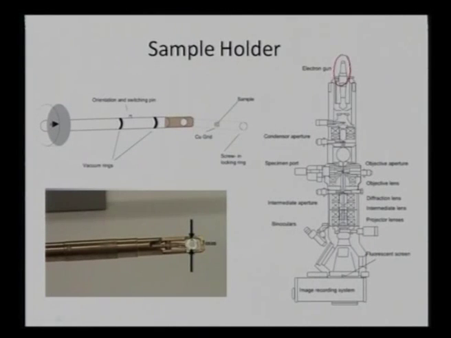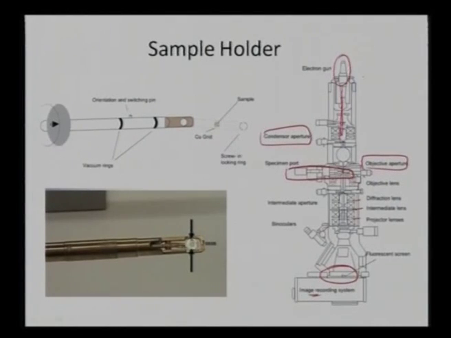I have my electron gun to supply electrons. Then I have a set of condenser apertures and condenser lenses, which focus or control the beam. I can get either a parallel or a convergent beam. Then here is my specimen port, where I keep my specimen. Then I have an objective aperture, which collects the light from the specimen. I have objective lenses, some diffraction or intermediate lenses, and some projector lenses to finally be able to observe it on a fluorescent screen or an image recording system. So that is the overall construct of my transmission electron microscope.